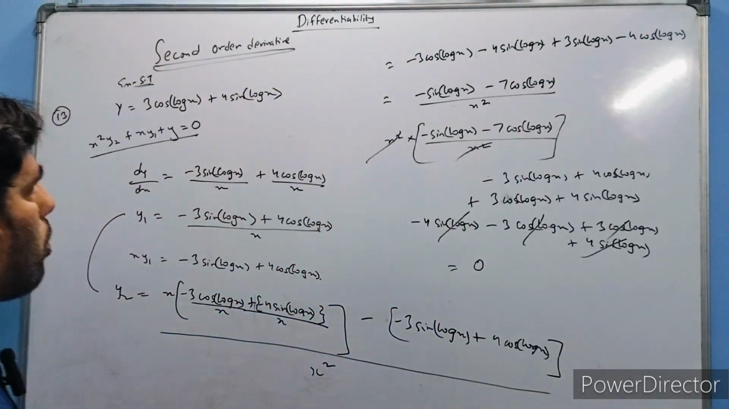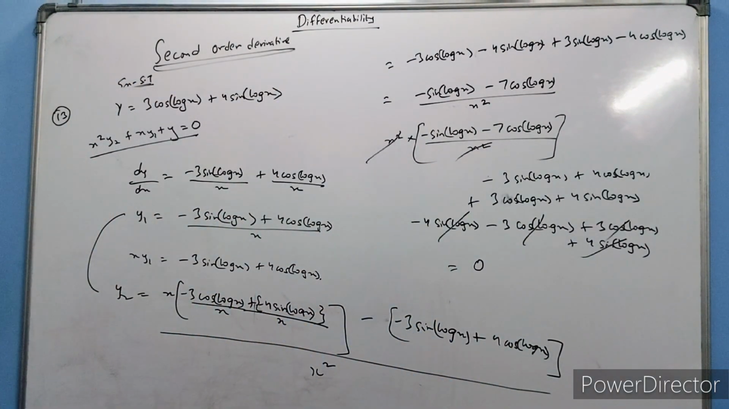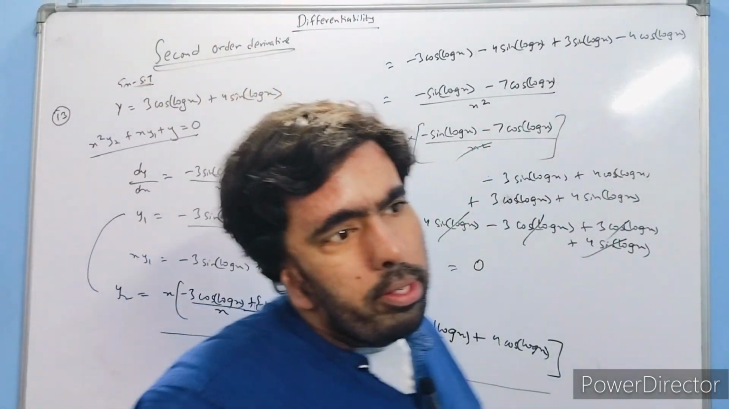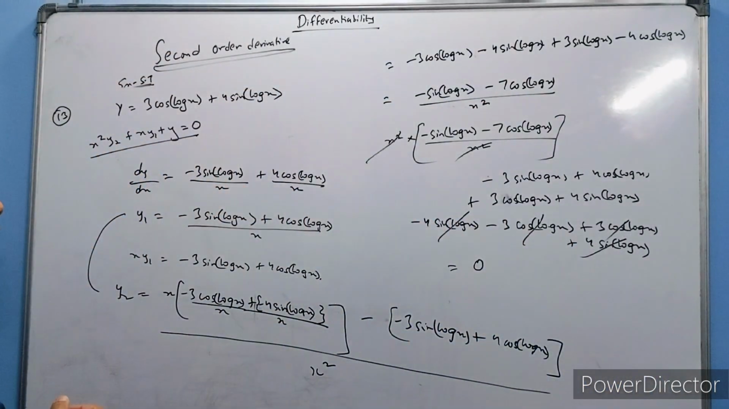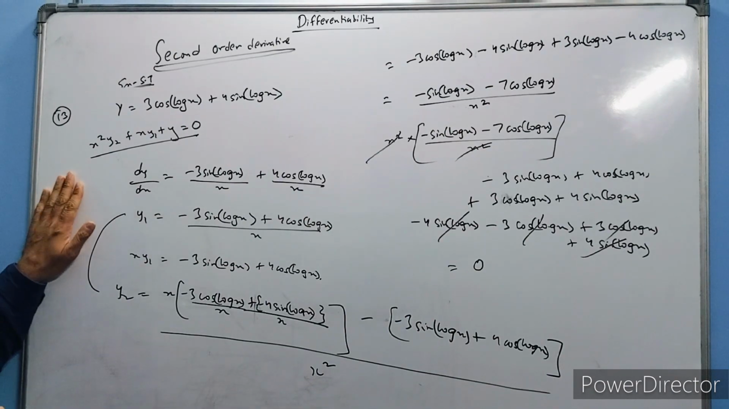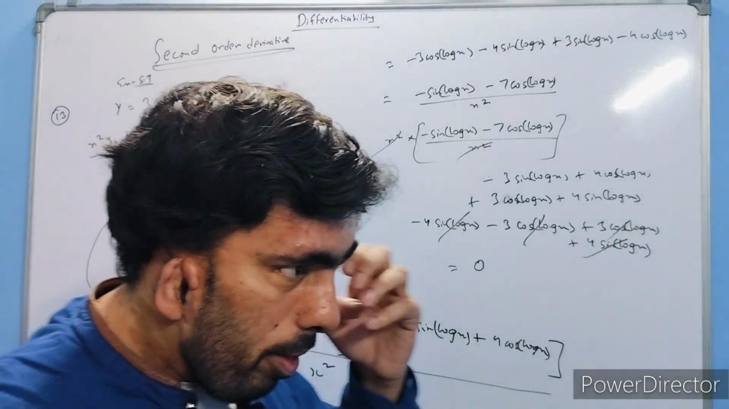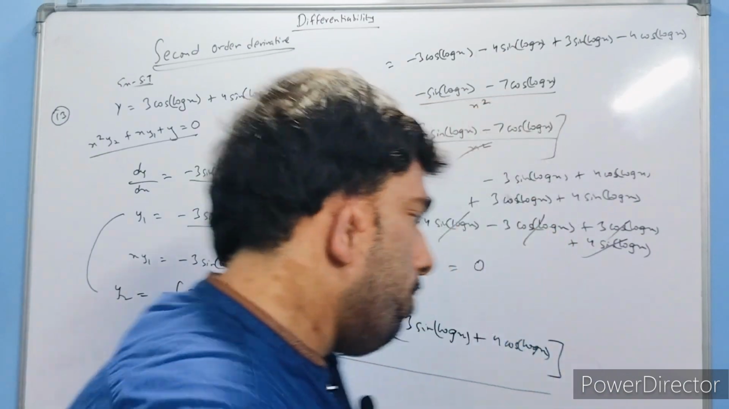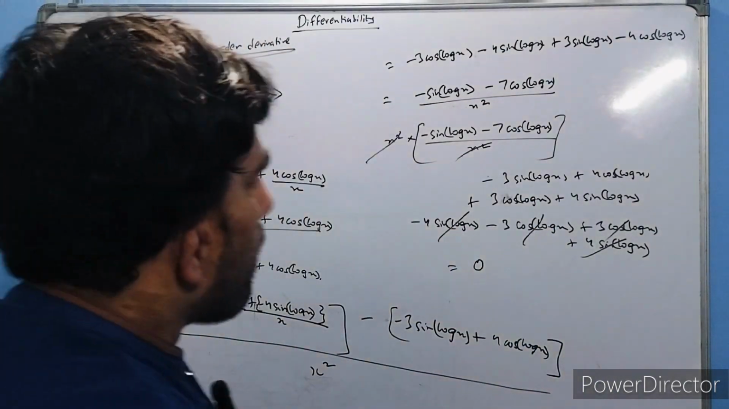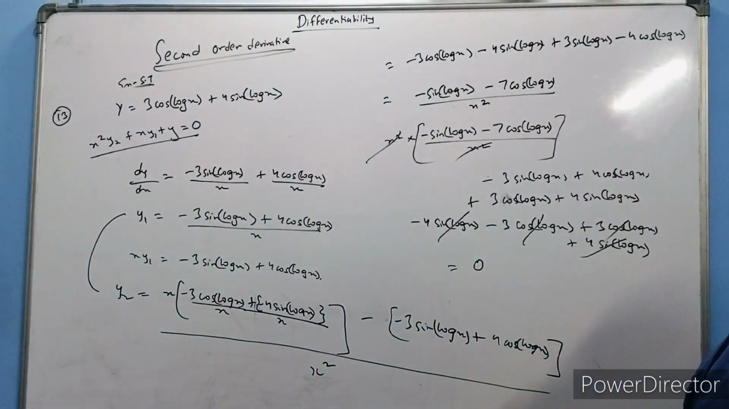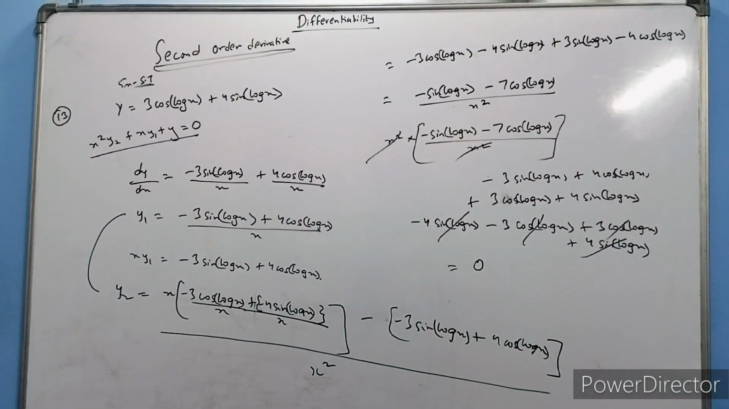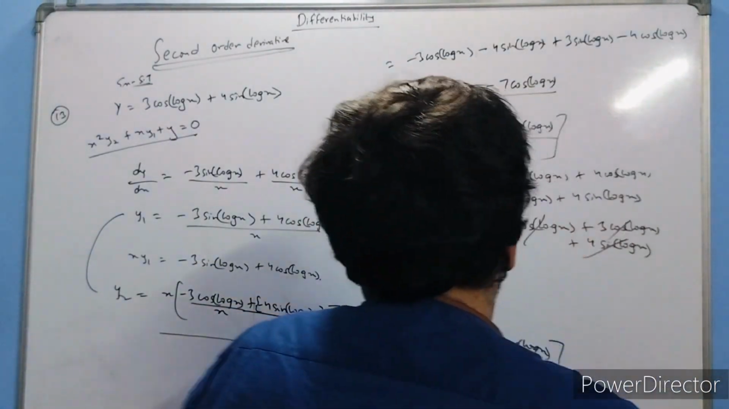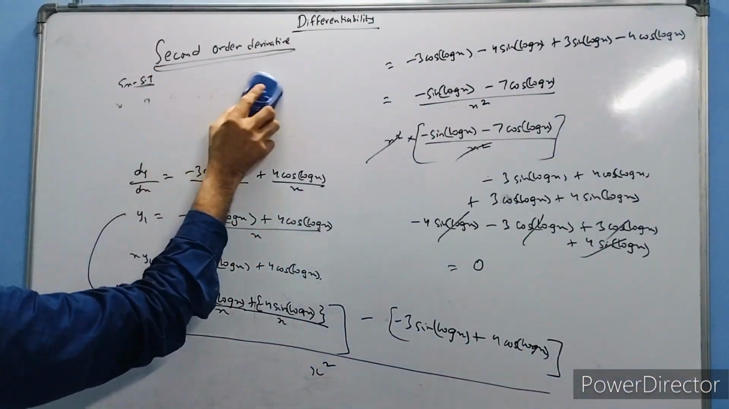That is how we can find the second derivative of the function and prove such kinds of questions. Now let us try to solve the next question. We have just solved 13. Now we'll try to solve the 14th.